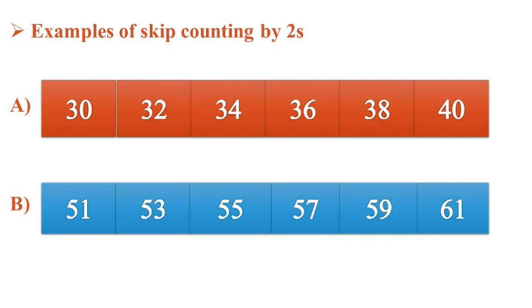And 38 plus 2 will get 40. Let's see another example. Here is 51. So what number do we get? 51 plus 2 will get 53. And 53 plus 2 will get 55. 55 plus 2 will get 57. 57 plus 2 will get 59. And 59 plus 2 will get 61.